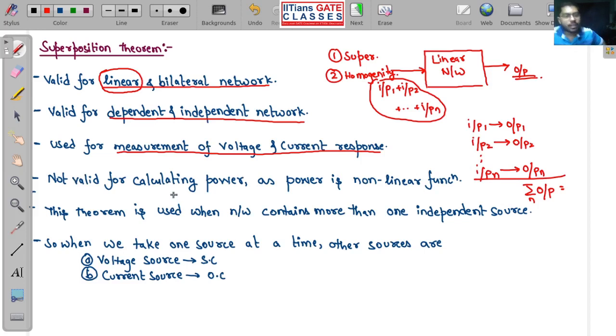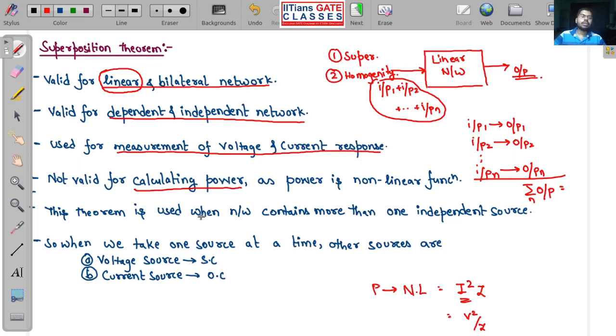This is what I have written in the next line: it is not valid for calculating power. Why is it not valid for power? Because power is a non-linear function. Why non-linear? Because power is I squared Z, and I squared is non-linear, or it is V squared by Z, and V squared is also non-linear. So remember, the superposition theorem is invalid for power calculation.